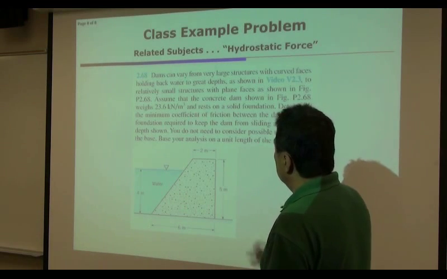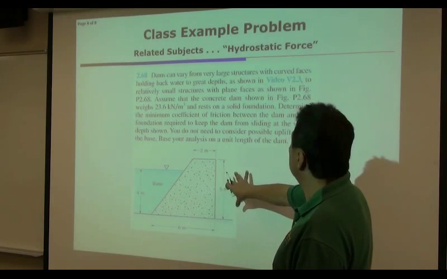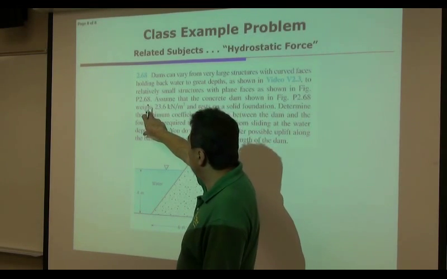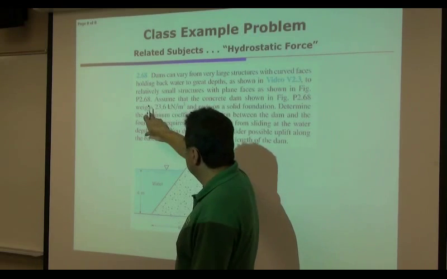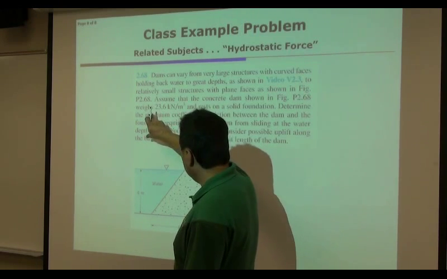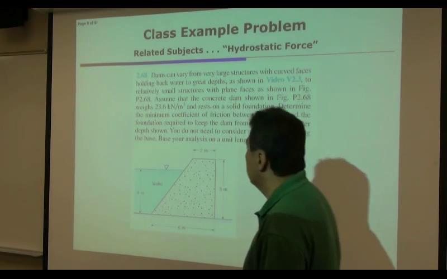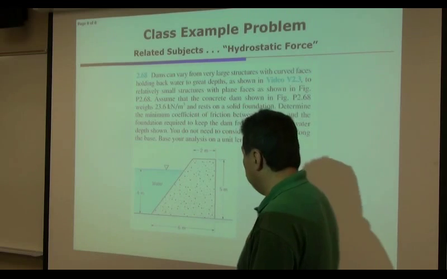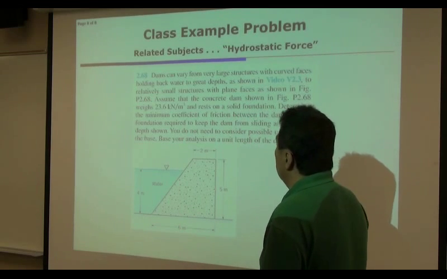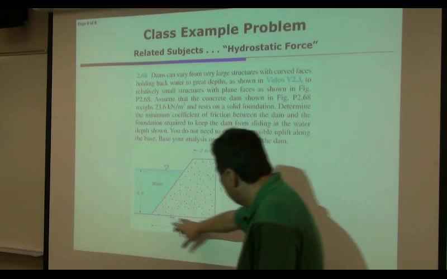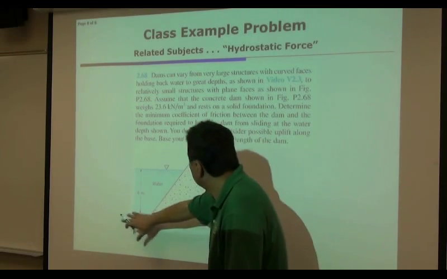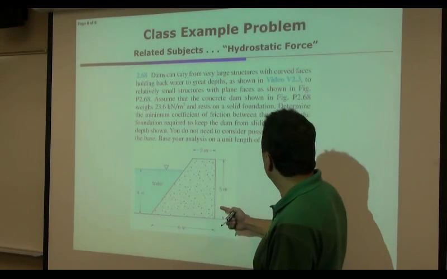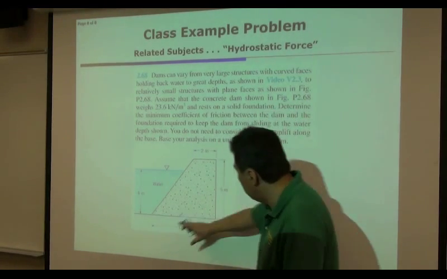Okay, so let's assume that the concrete dam has a weight. Actually, this is not the weight. This is a weight per unit volume. This is specific weight, 23.6 kilonewton per cubic meter. This is how heavy this concrete is per given volume. This is resting on a solid foundation. Let's determine the minimum coefficient of friction between this and the solid foundation, which is here.